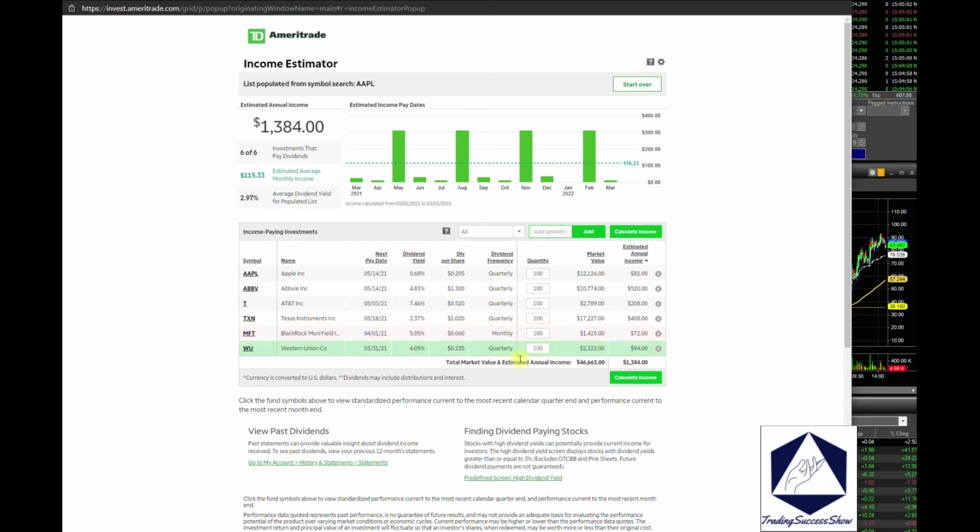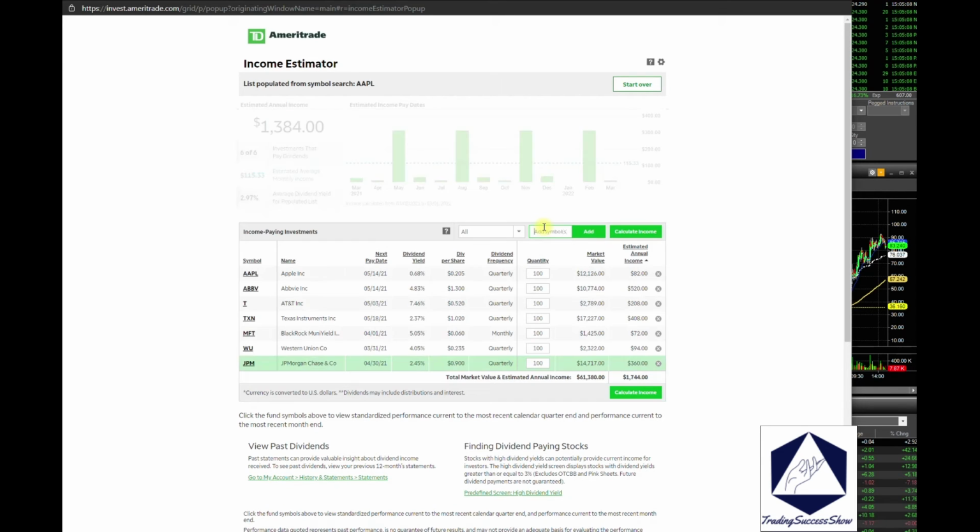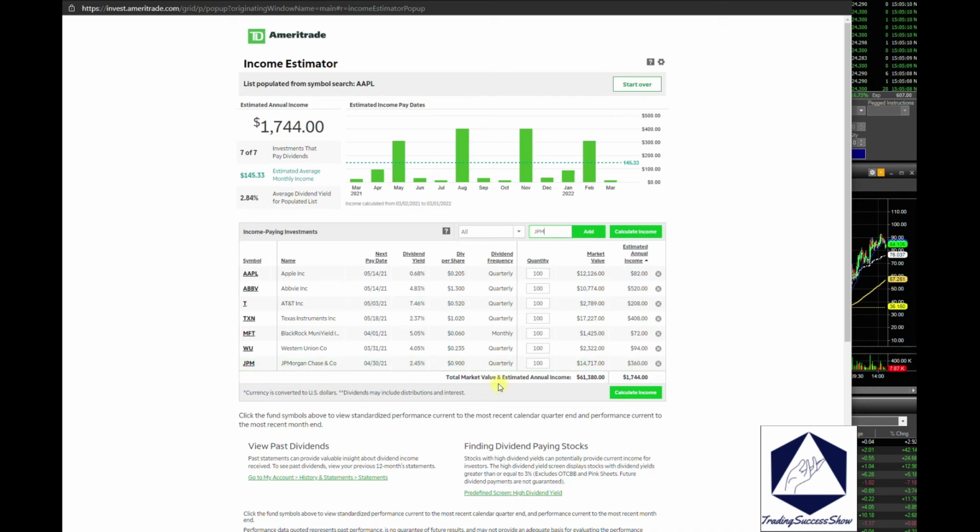Okay, Western Union, they pay dividend as well. Okay, let's look at JP Morgan. JP Morgan, they pay dividend. Look at that. Okay, that's what you're gonna be making every year. So now with $61,000, this is what you're gonna get every year. But of course, you reinvest it, right? It's called dividend reinvestment.